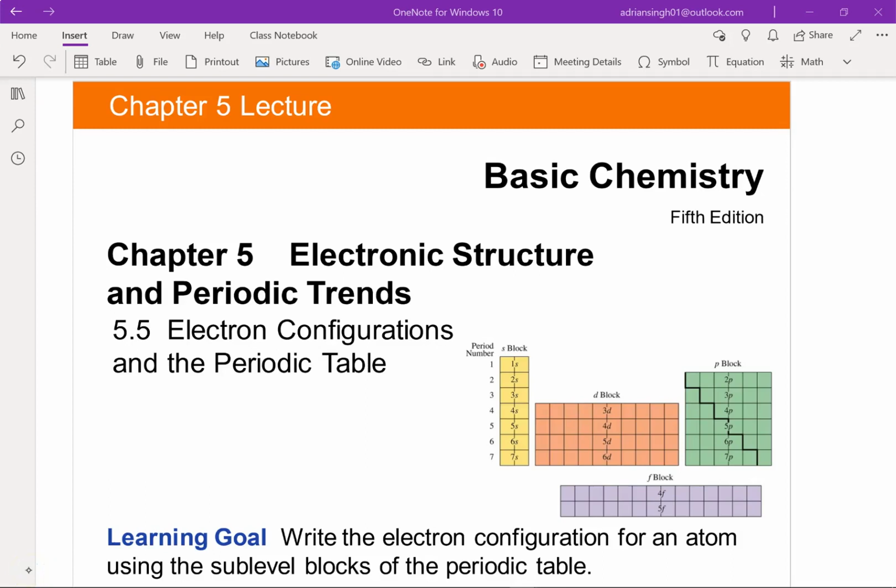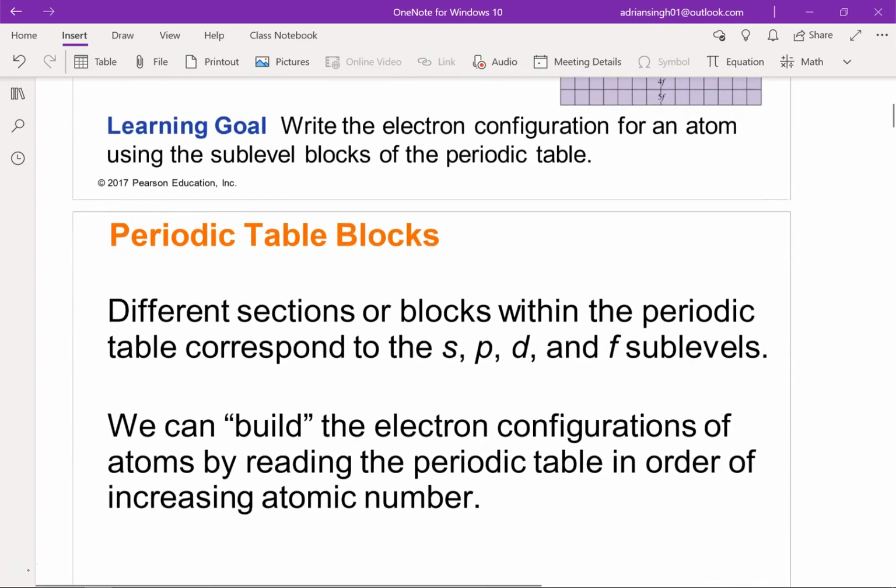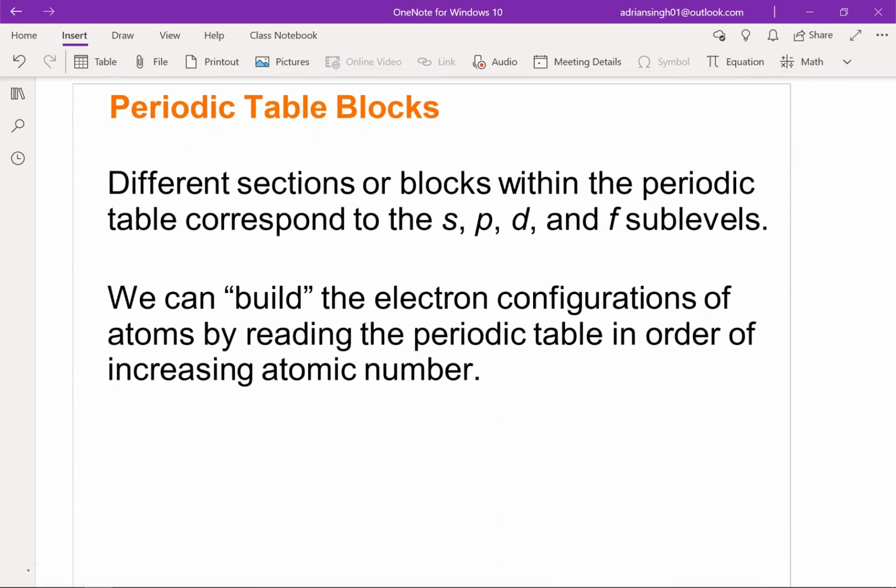Okay, so now that we have an idea of how to build electron configurations using our orbital diagrams, we're going to show you a shortcut that you can use to get the exact same answer. And you don't have to memorize that order of filling the orbitals, for instance, the orbital diagram that we saw previously. You can just use the periodic table, which you will always have available for a quiz or an exam.